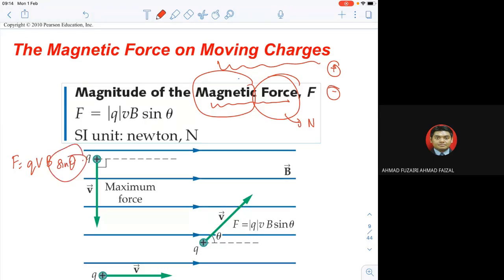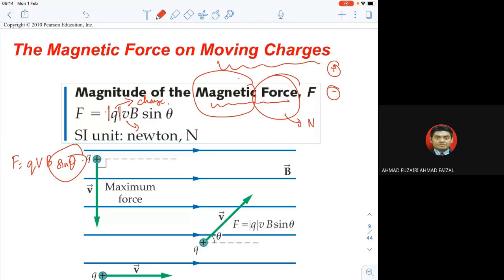How did they get the sine theta? I'll explain to you later. Q is the magnitude of charge, so Q is in the modulus. Regardless of negative or positive, the answer should be positive, the same as what we learned in the electrical part. Electric field is always positive, electric force is always positive. If we have positive or negative, it's just due to the directions.